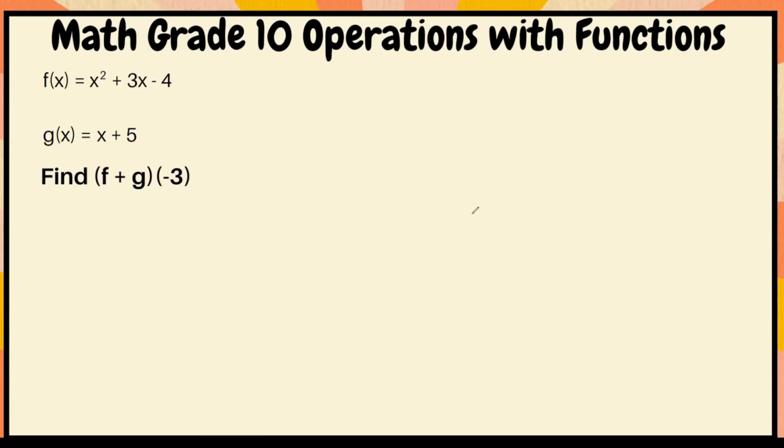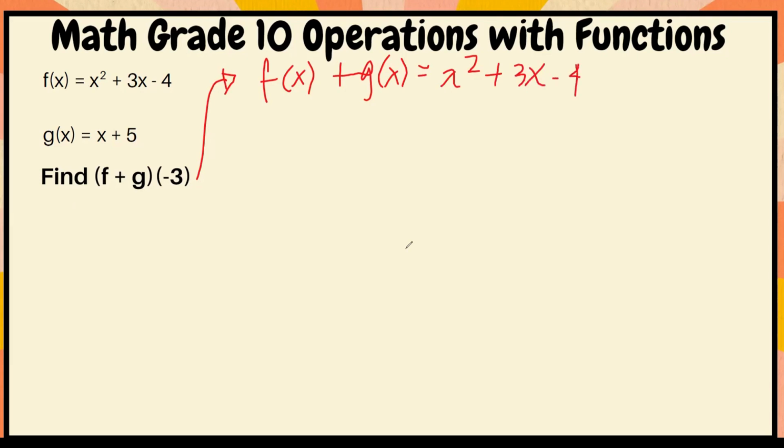So let's separate it. Let's try first the f of x. Let's go to the top. We can have space. So f of x plus the g of x, which is x squared plus 3x minus 4 added by x plus 5. This is plus.